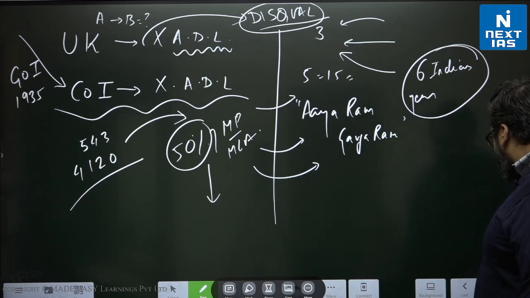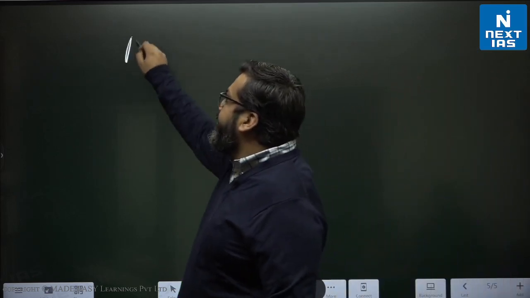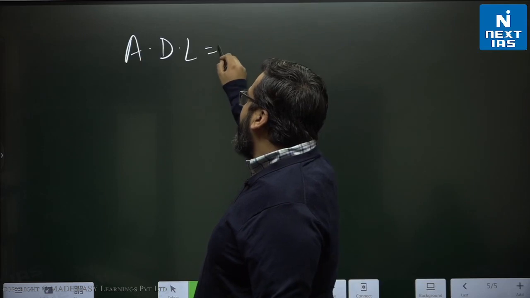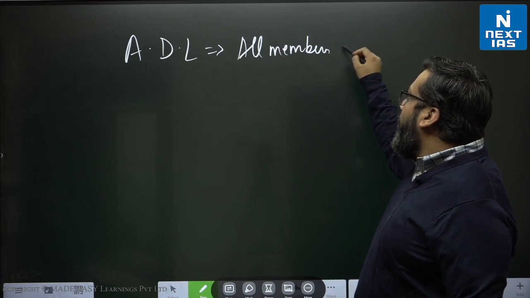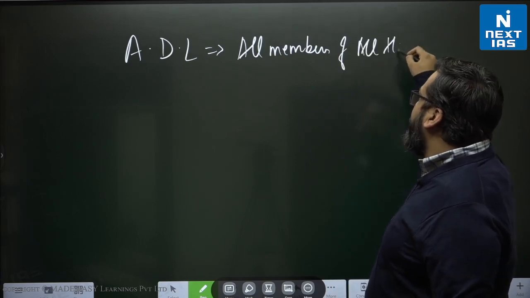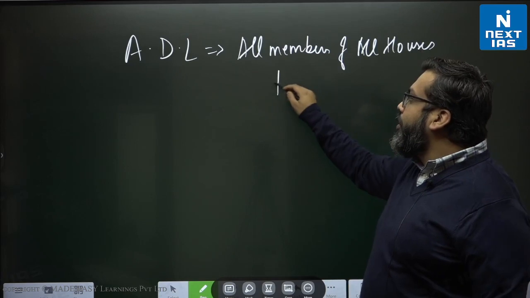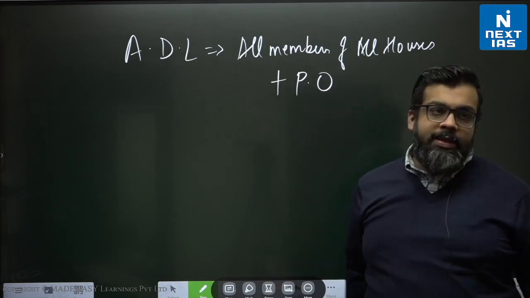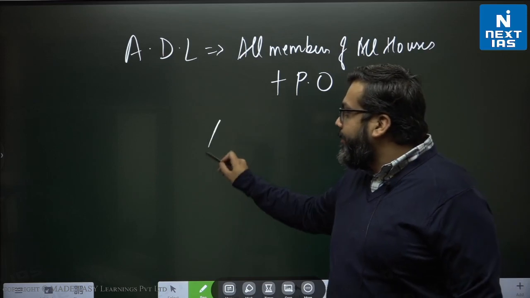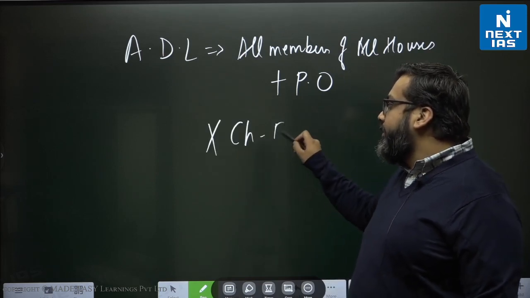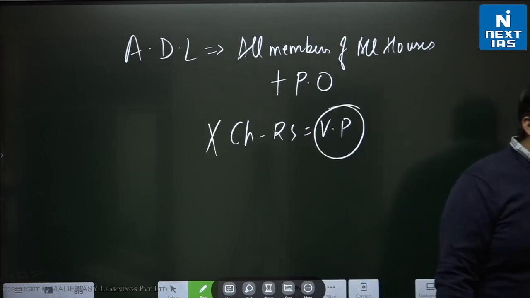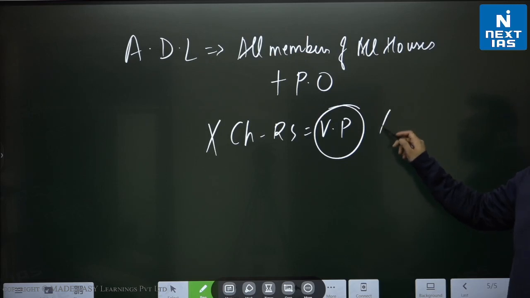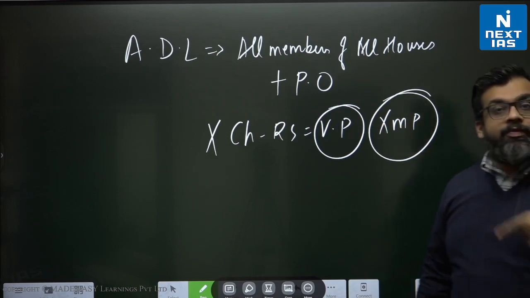Remember, anti-defection law will apply to all members of all houses, which includes your presiding officers, speakers and deputy speakers, except the chairperson of the Rajya Sabha, because the chairperson of the Rajya Sabha is the Vice President of India, and he's the only person who's not a member of the Rajya Sabha. Everybody else is a member of the House.